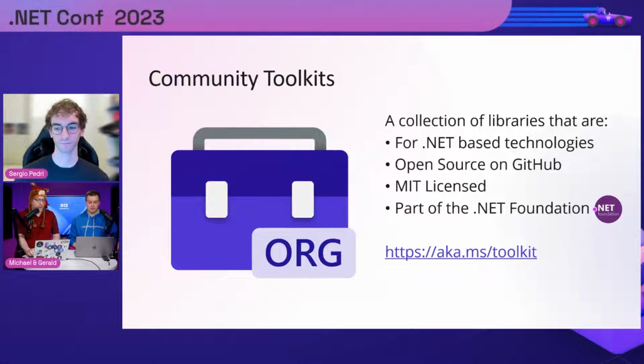And I don't think, Sergio, you covered the organization as a whole, correct? So jumping back a slide quickly, since we've just talked about all three of these different toolkits, we're actually part of a larger community toolkit organization on GitHub where all of our projects live, and all of our libraries are .NET based, of course. We're here at .NET Conf, where they're all open source up on GitHub under the MIT license, and we're all part of the .NET Foundation. So you can find our GitHub organization and the links to all of our projects and work that we do in that space at aka.ms/toolkit.